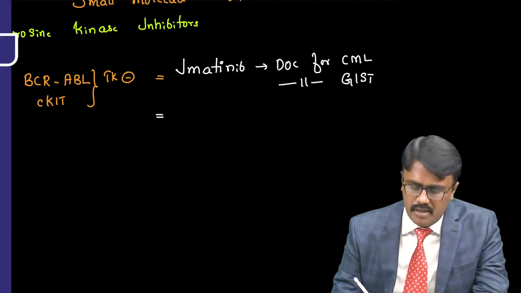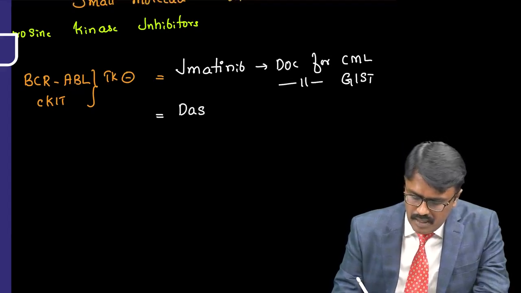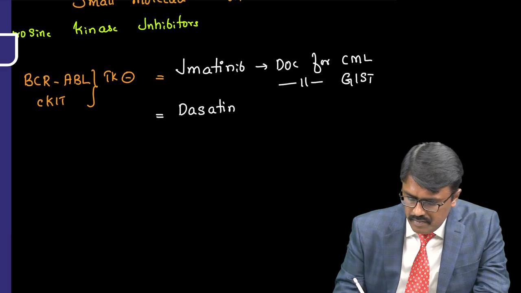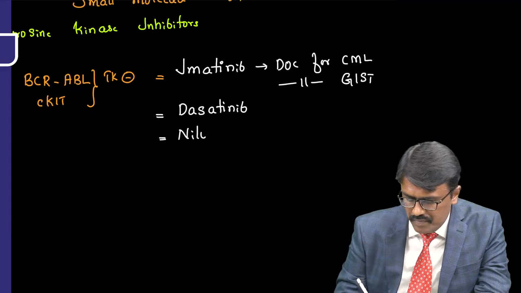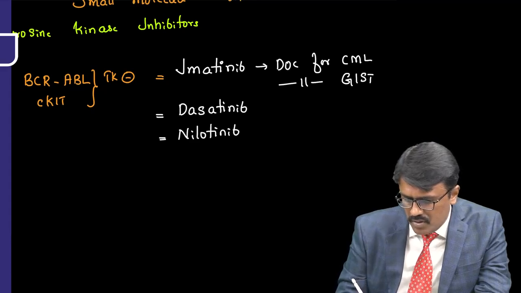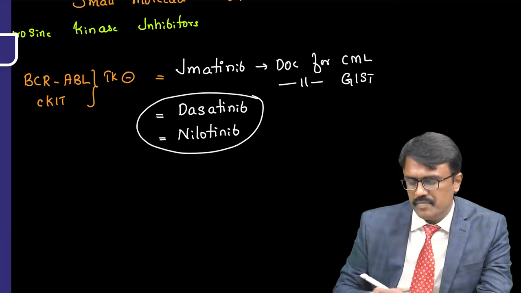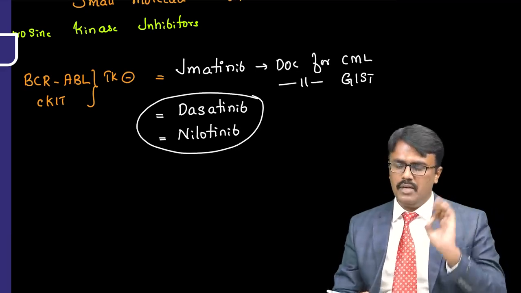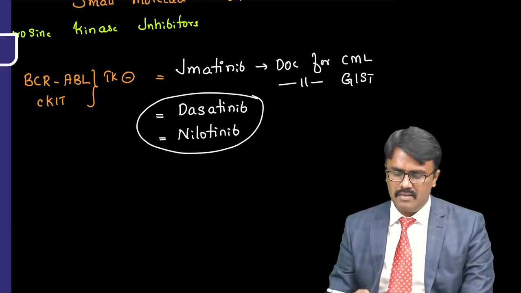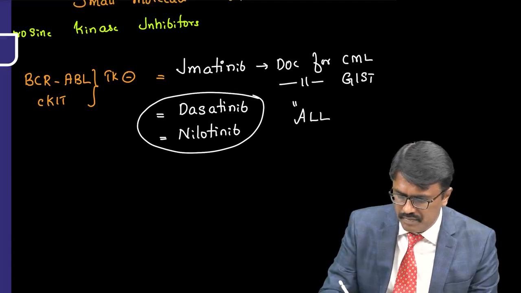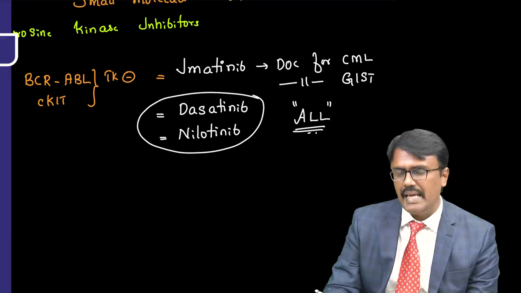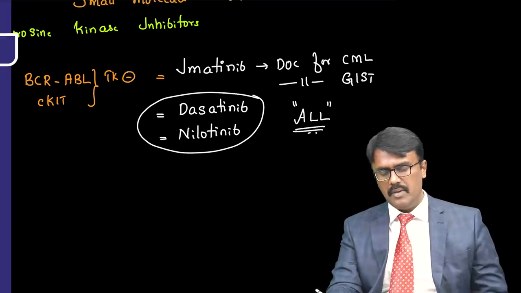Now, if there is resistance, we use a drug by the name dasatinib, and we have another drug, nilotinib. So these are used if there is resistance to imatinib. Otherwise, imatinib is a super drug for CML, GIST, and these drugs are also used for one more condition, ALL. So they are also used in ALL: imatinib, dasatinib, and nilotinib.